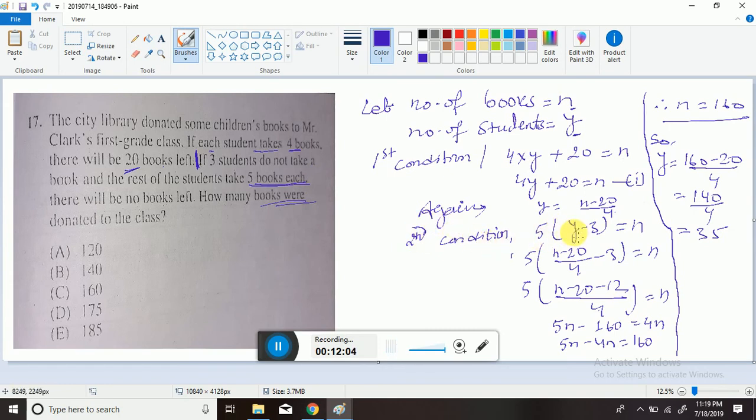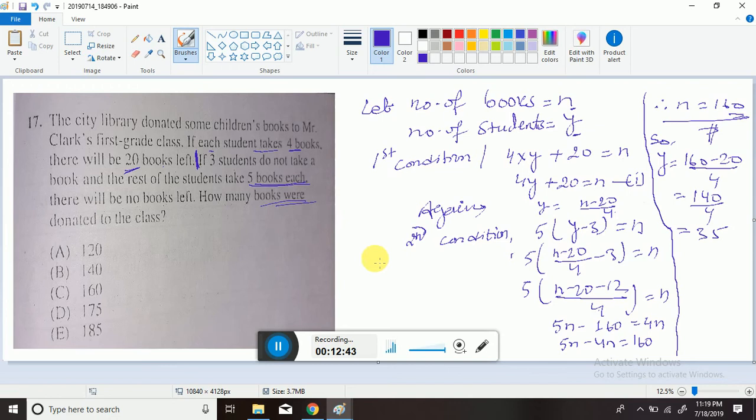So 5 into (y minus 3) students have taken means the total number of books they have taken. So now from here, y equals (n minus 20) by 4, y is replaced by that, making n alone. Now only the component n is here. n minus 20 upon 4, 3 is 12, is the LCM. So 5 multiplied by 20 minus 12 is minus 32, minus 32 times 5 is minus 160, 5n on one side and 4n on the other side. 4n goes to this side, so 160 is the value of n. So the number of books donated is 160.